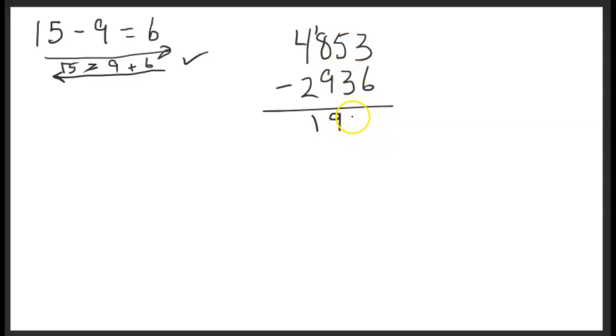510 minus 310 is 210. I'm not going to write it yet. I look to the next place. I need to make a trade. So the 210 is going to become a 110, and I trade 10 to the ones place. So now it's 13 minus 6, and that's 7.